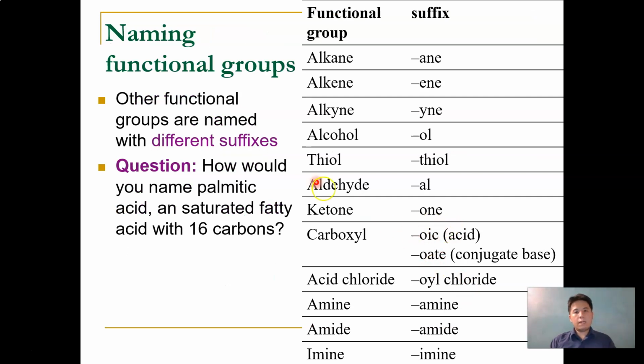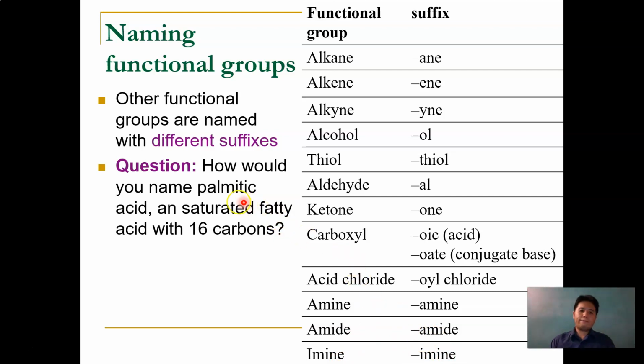Okay, so there are also other functional groups with different suffixes. Alcohol is "ol", thiol is "thiol", aldehyde is an "al" suffix, ketone will be "one". Carboxylic acid, whether it's "oic" or "oate", depends on whether it's the acid or the conjugate base that is present. So the properties are different and therefore there are slightly different names. Acyl chloride is "oyl chloride", amine is "amine".